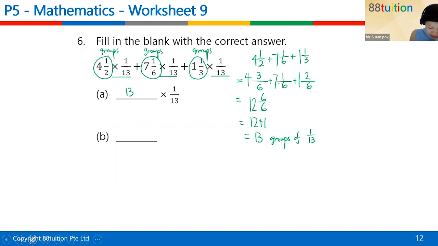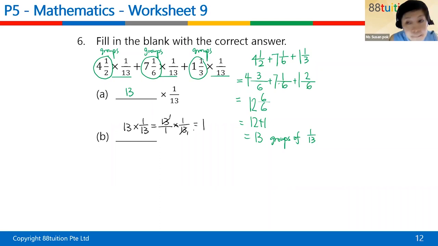Okay, so technically what happened here for B? I'm doing B in black. So what is your answer when you have 13 multiplied by this? Very simple. I change this to an improper fraction. And I multiply, this equals 1 whole. Okay. So far, thumbs up if you say okay. Next question.